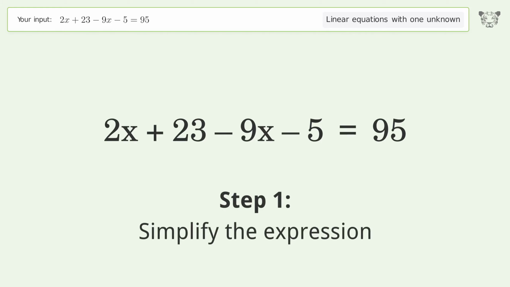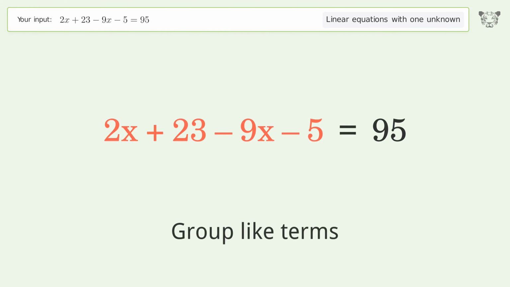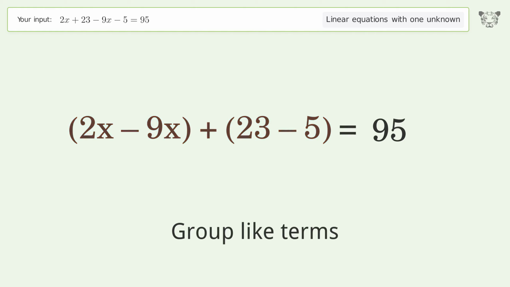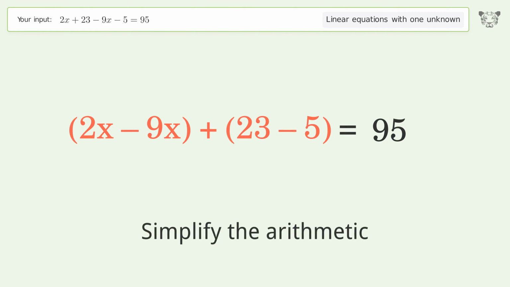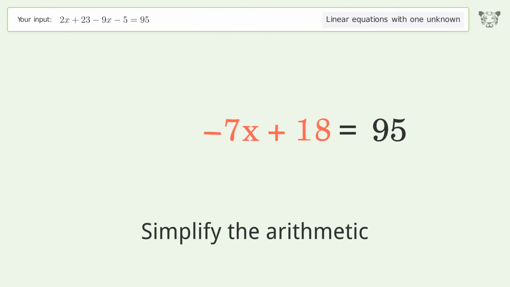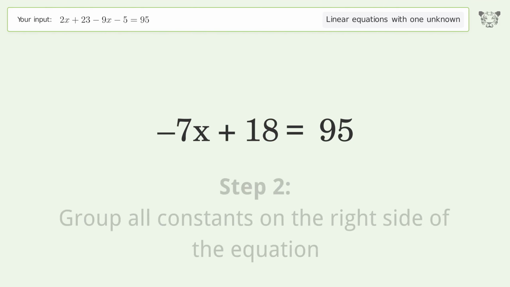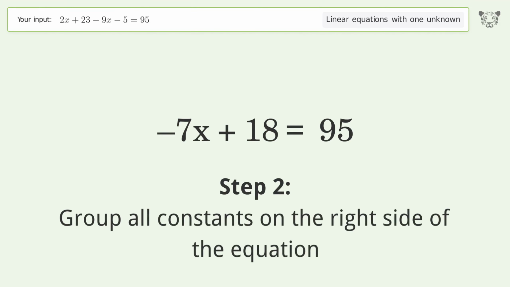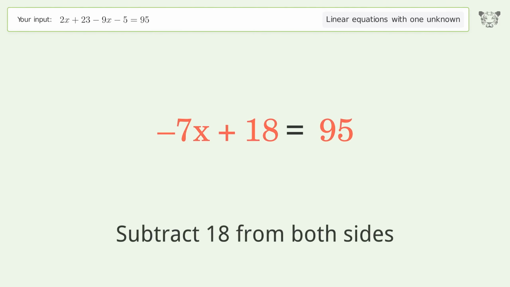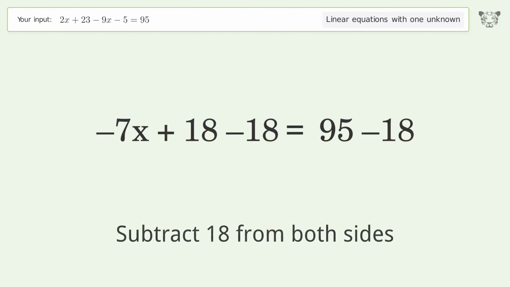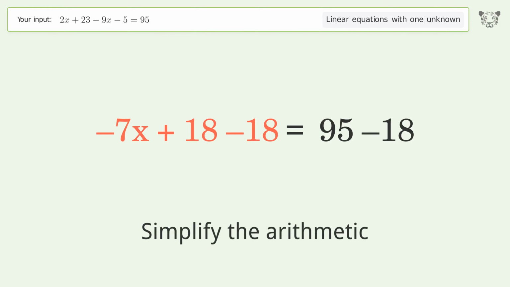Simplify the expression. Group like terms. Simplify the arithmetic. Group all constants on the right side of the equation. Subtract 18 from both sides. Simplify the arithmetic.